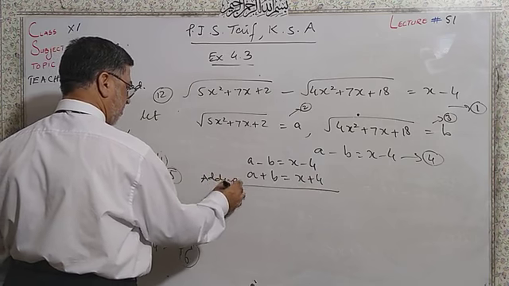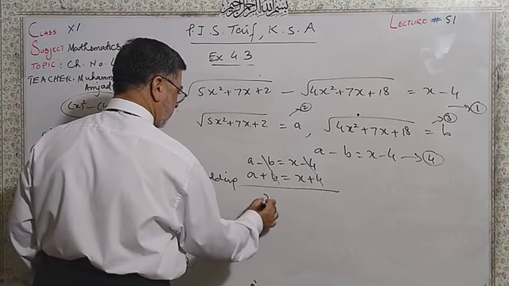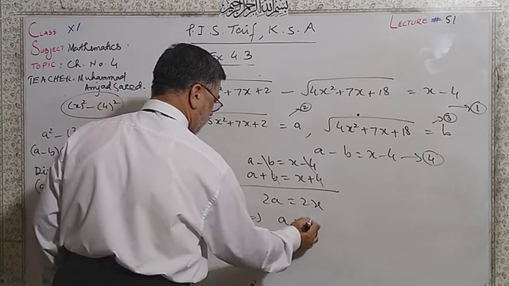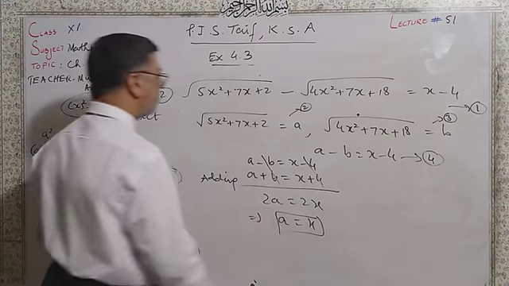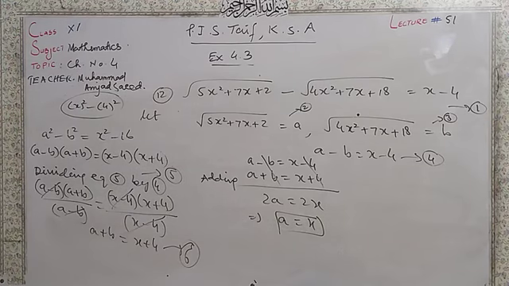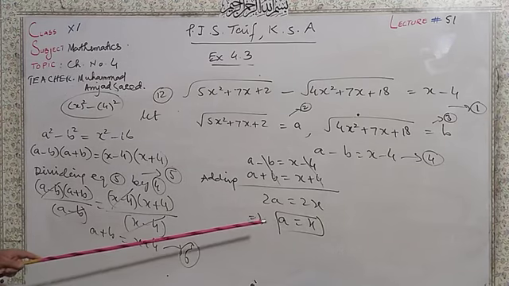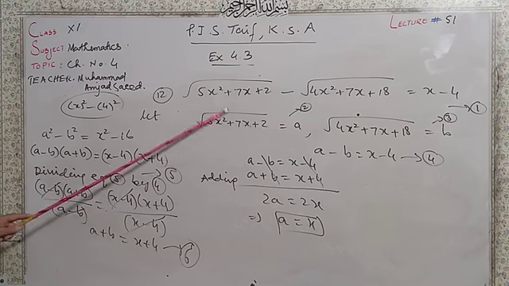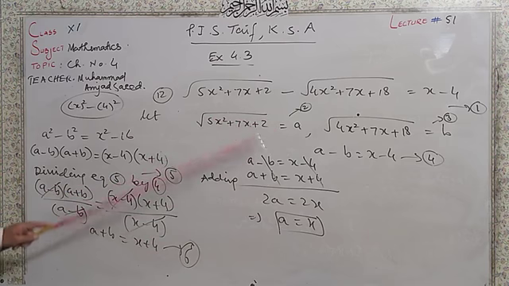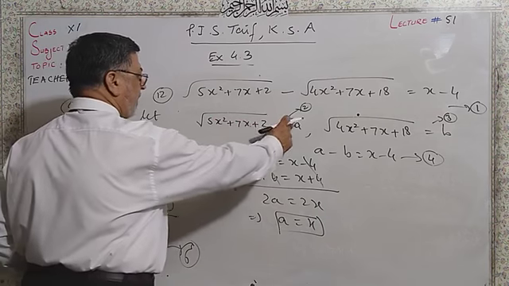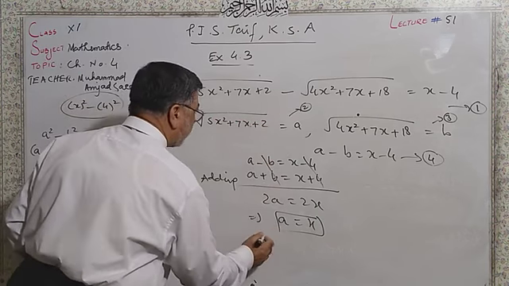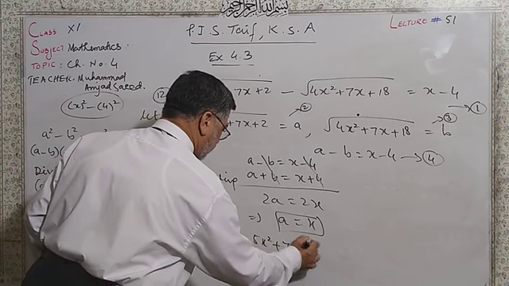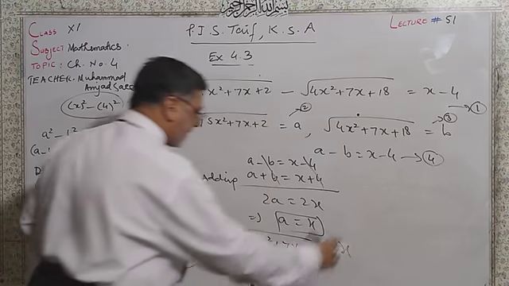Adding, they are cancelled out. 2a is equal to 2x, or a is equal to x. So from equation number 2, we can take the value of a here. Using the value of a from equation 2, we have the square root of 5x square plus 7x plus 2 equal to x.